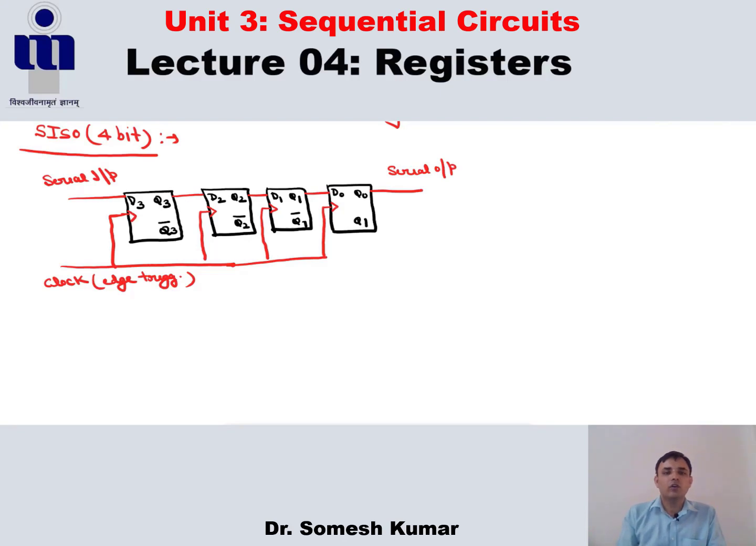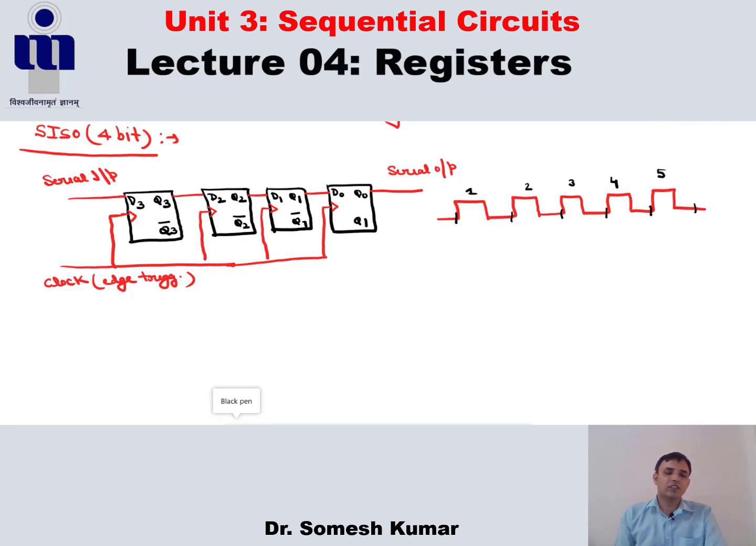output. Fine. So now I am saying this is our clock. This is first cycle, second cycle, this is third cycle, fourth cycle, fifth cycle, and so on. Fine. So this is our complete one cycle here. So I am saying this is first clock here, this is second clock, this is third clock, this is fourth clock, and this is our fifth clock. Fine. So now we will study the working of this serial input serial output register.